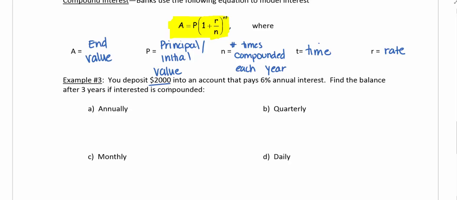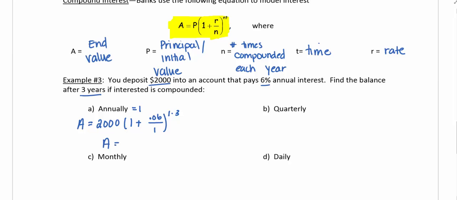So this says you deposit $2,000 into an account that pays 6% annual interest. Find the balance after 3 years if it is compounded. First, we'll do annually. So annually means one time per year. So I want to know after 3 years what I have. So I'm looking for my end value. So I start with 2,000. I've got 1 plus, and then I got to go with a rate divided by n. So the rate is 0.06. N is 1, and then to the nt power is 1 times 3, because it was 3 years.